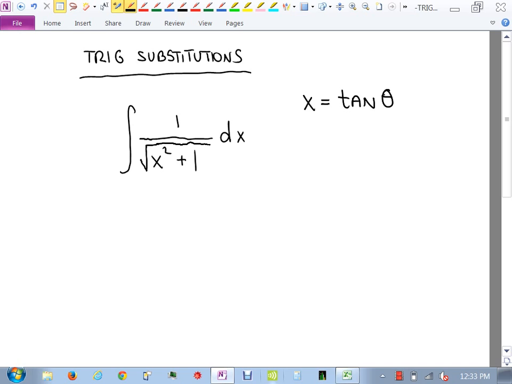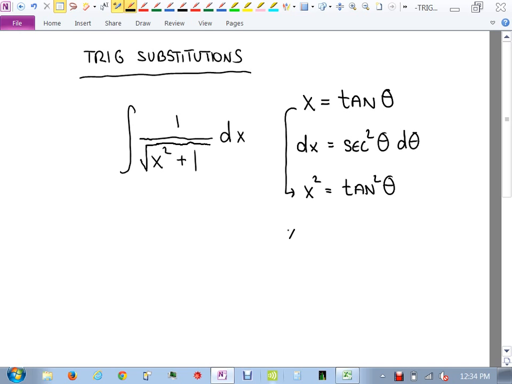Then if that's true, if x is tangent theta, I'd like you to tell me what dx is then. Secant squared theta d theta, right? Agreed? So what I could do now is replace my x's with tangent theta, and my dx with secant squared theta d theta. Now before I do that, I'd like to figure out what x squared is. It's tangent squared theta, right? All I'm doing is taking this x and squaring it.